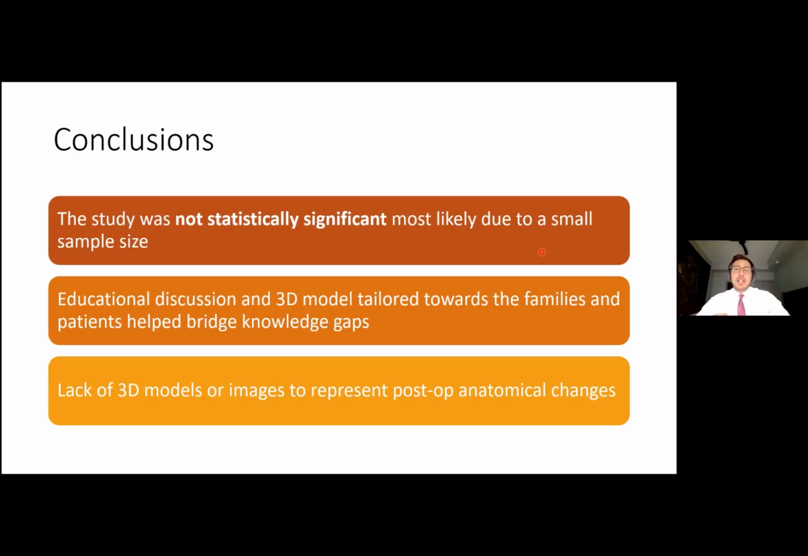The educational discussion and the survey were created with the help of Dr. DiMaria, to understand what they, as a healthcare team, would want their patients and parents to know to have that overall knowledge of HLHS. And then we also see that we have a lack of 3D models or images to represent post-op anatomical changes. In the survey, a lot of the common questions that were missed were about post-op anatomical changes. And so having maybe 3D models that represent post-operation, or even just images or diagrams showing these different anatomical changes afterwards.